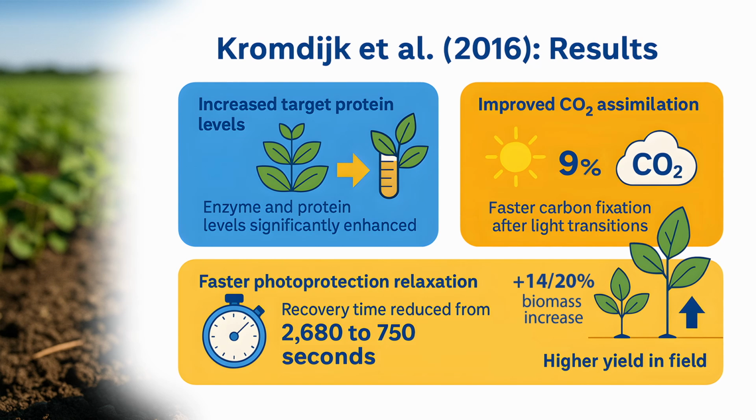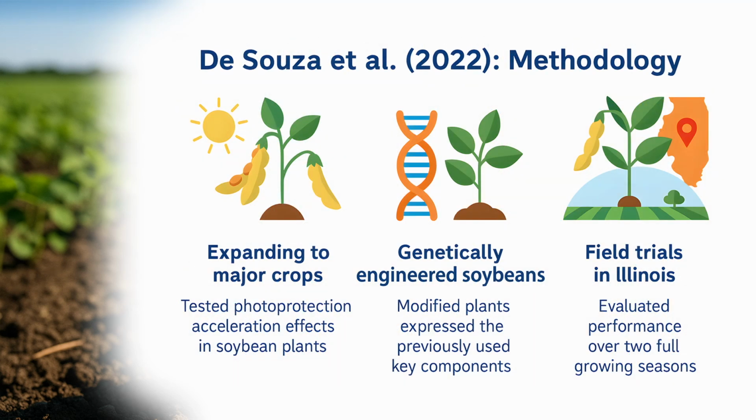Overall, this work provided compelling proof that enhancing the dynamics of photoprotection can substantially improve photosynthetic efficiency and biomass accumulation in crop plants. Building on the promising results obtained in tobacco, De Souza and colleagues sought to determine whether accelerating recovery from photoprotection could also improve yield in a major food crop.